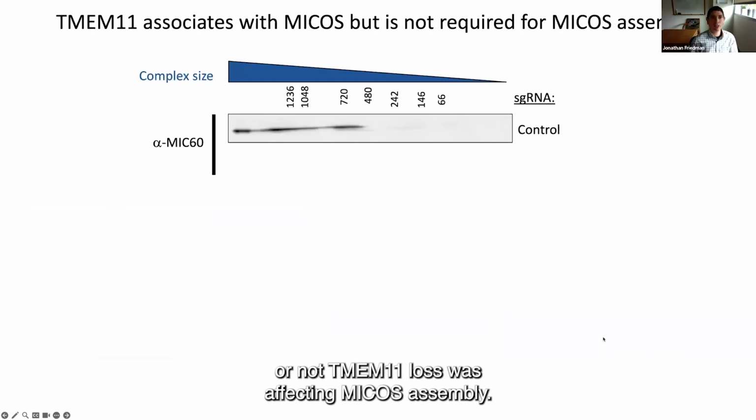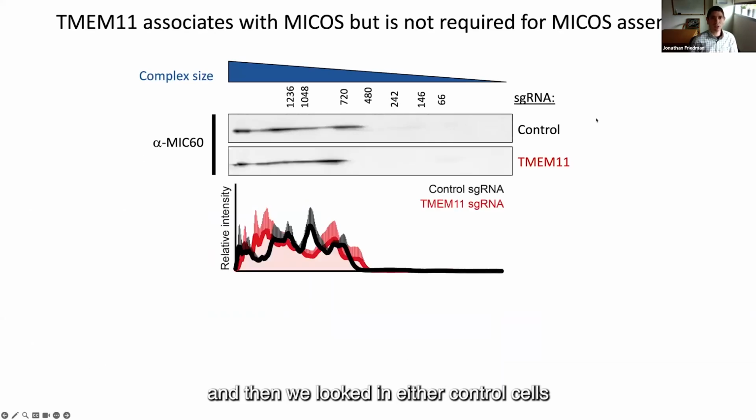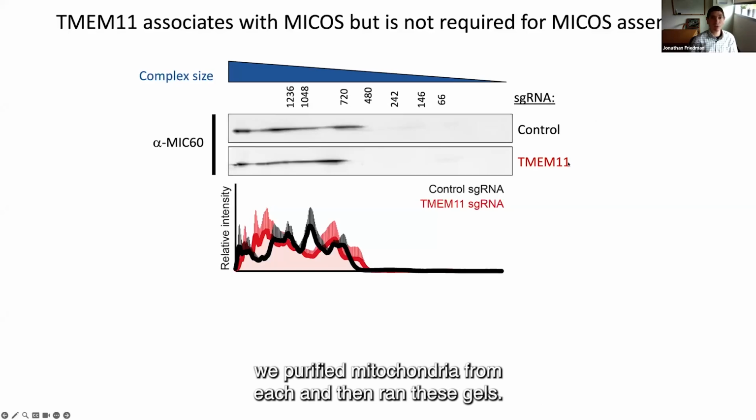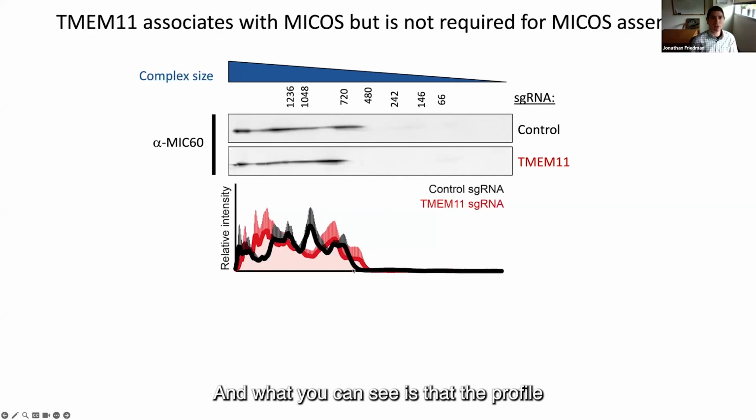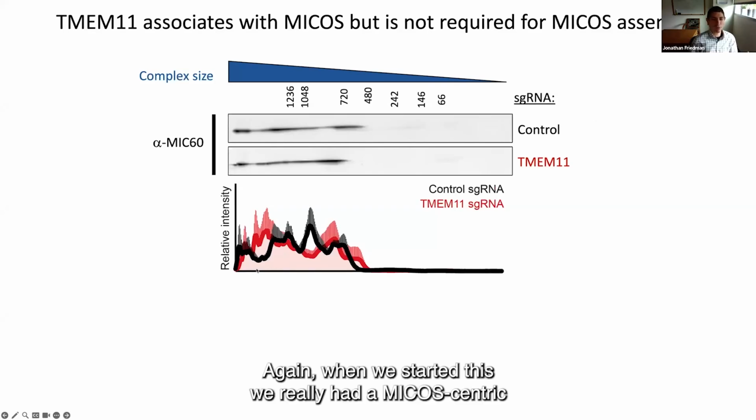So what we did was ask whether or not TMEM11 loss was affecting MICOS assembly. Here I'm showing you a different MICOS subunit, MIC60, and we looked in either control cells or cells where we've depleted TMEM11. We purified mitochondria from each and then ran these gels. I'm going to show you quantifications of these, where the black lines are essentially the fluorescence or the intensity profile of these Western blots. The red would be characterizing our TMEM11 knockdowns. And what you can see is that the profile is largely the same whether or not you have TMEM11. Again, when we started this, we really had a MICOS-centric view of what was going on.